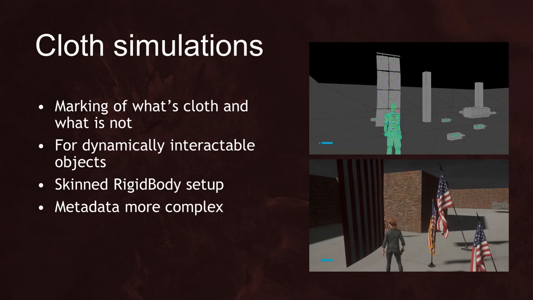The metadata for this is a bit more complex, because you have to determine all the springiness values and all the dampening values and all those joints, so it looks a bit like the cloth you want it to be. And we use this for flags mainly, shower curtains, a bunch of cables and things like that.